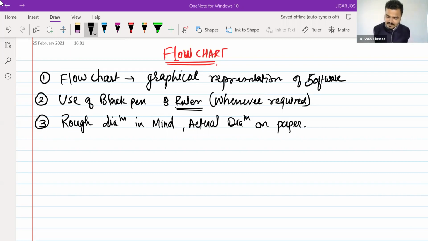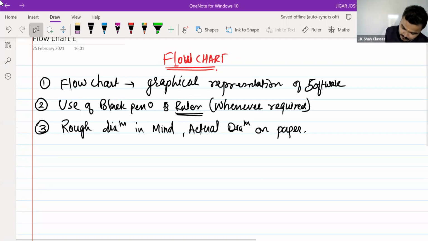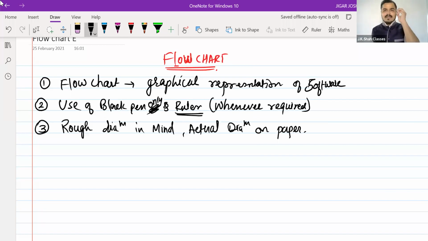Number one, sir, rough diagram. Sorry, flowchart is nothing but the graphical representation of software. Use black pen only. I'm writing very clearly. Black pen only. Rough diagram in mind, actual diagram on paper.